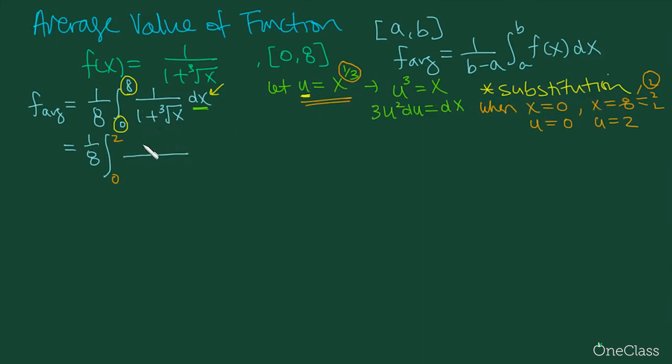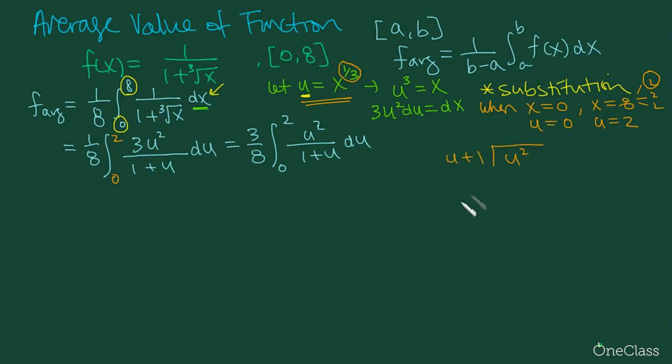So we have the denominator first, 1 plus u. The top should be 1, but we have dx. dx is now equal to this, so you write 3u to the power of 2 du. This 3 has nothing to do with variable u, so it can come out to the front. So we have 3 over 8, integral going from 0 to 2, of u squared over 1 plus u du. Now we've got a rational function, so you want to do long division. As we do long division, we have u to the power of 2, and we can switch the order, so it's easier for us to do this.